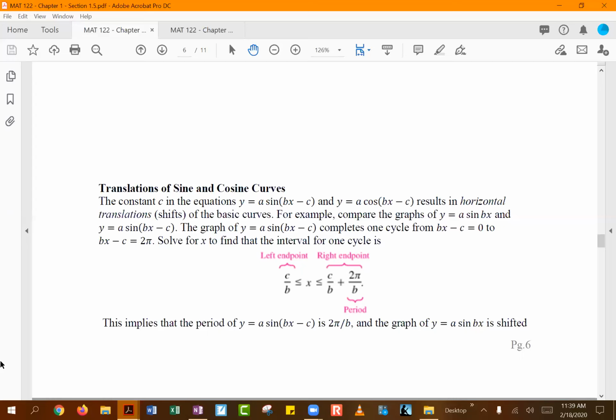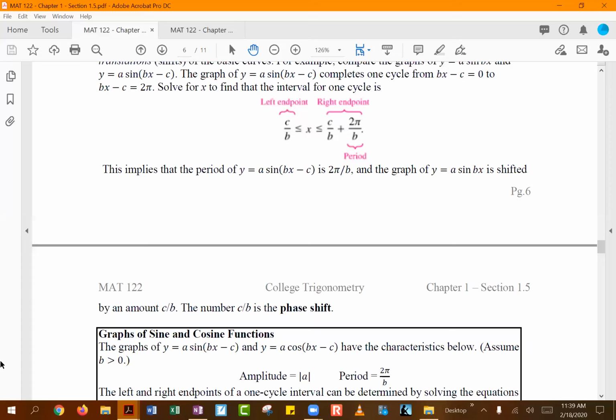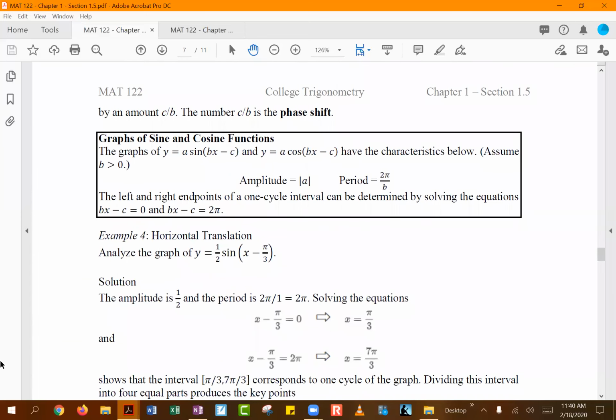In this case, your function will have the same period, 2 pi over b, but now you're going to have a phase shift based on the value of c over b, because you can see that c over b changes both of our endpoints. We are adding it to that period of 2 pi over b when we have that phase shift. Now let's look at how the amplitude, the b, and in this case the phase shift affect what our graph will look like.